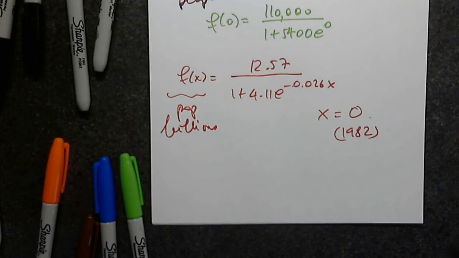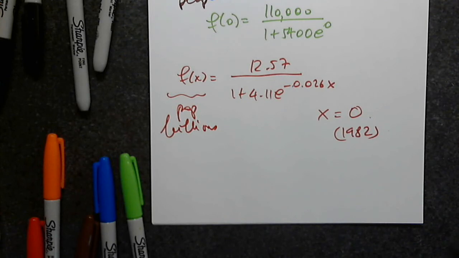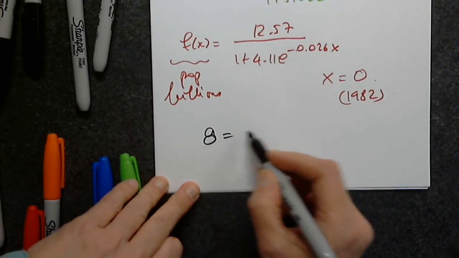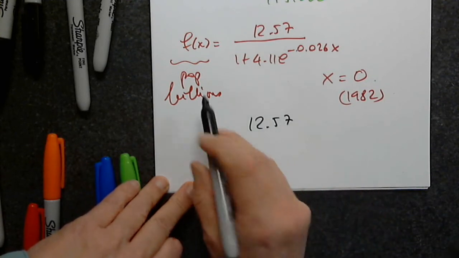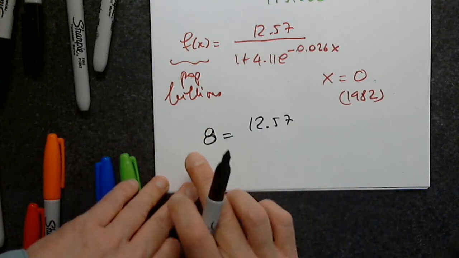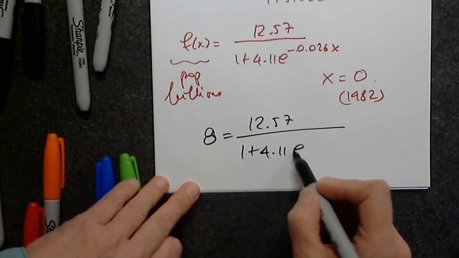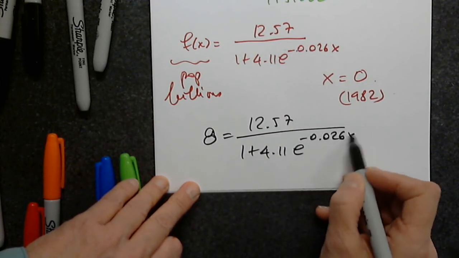Assuming it does, when will the population be 9 billion? So what am I trying to do and how? So which one is? Yes, great job. So 8 billion, 12.57, and this is in billion. That's why we don't put the zeros. It's just 8. 1 plus 4.11 e to negative 0.026x.